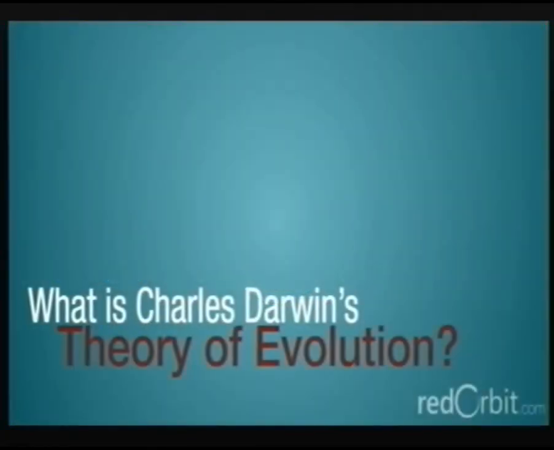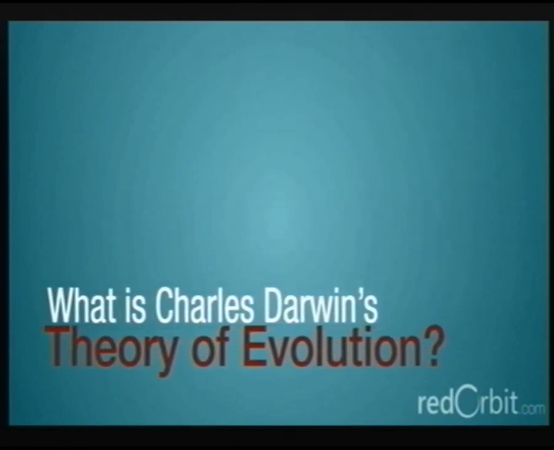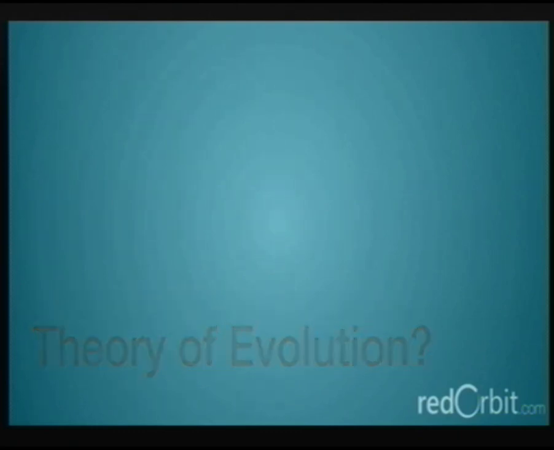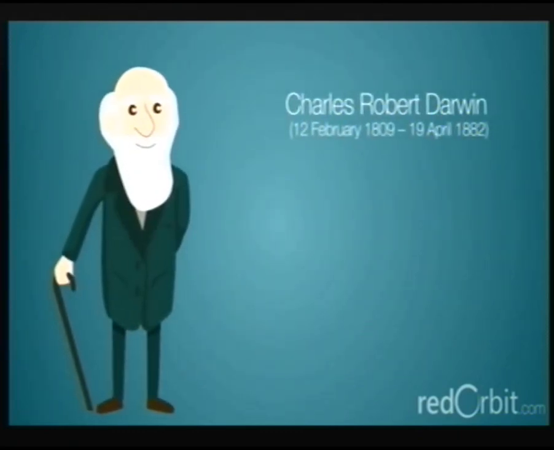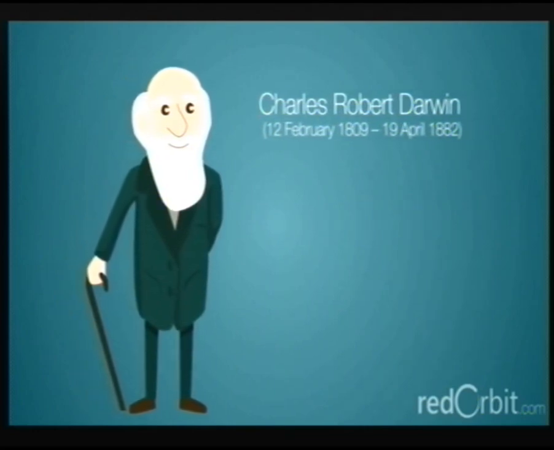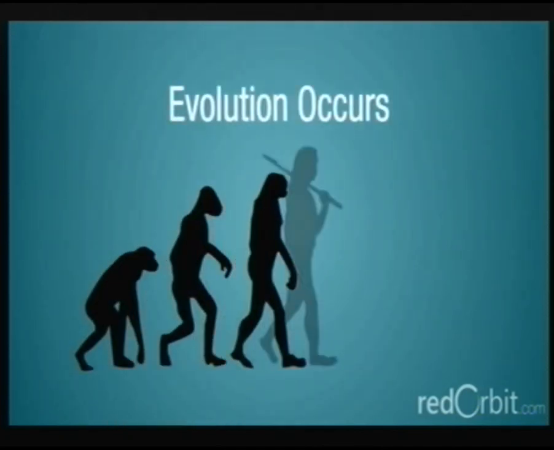What is Charles Darwin's theory of evolution? Let us not get controversial, but simply stick to the facts about Charles Darwin and his theory of evolution. An English naturalist, Mr. Darwin definitely gave us all a lot to think about. Darwin's theory of evolution actually contains two major ideas. The first idea posed by Mr. Darwin theorized the idea that evolution occurs.